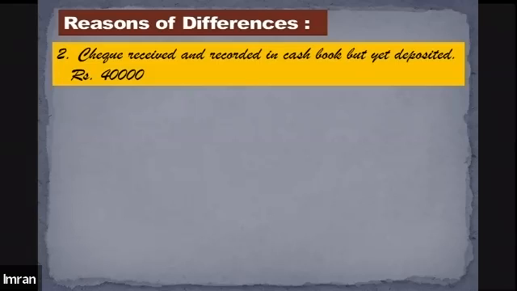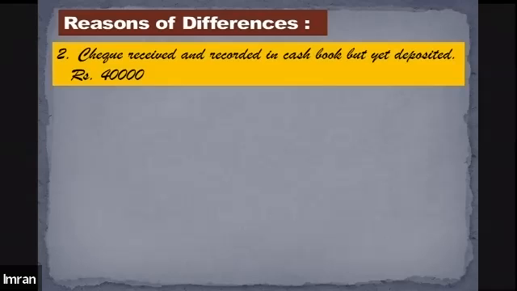So what happens: as soon as we receive the cheque, we record this in the cash book. Basically, we increase the bank balance as per the cash book. But the same cheque is not recorded in the passbook, because the bank has no idea about the receipt of this cheque. So the bank does not do anything. The bank hasn't recorded this in the passbook.